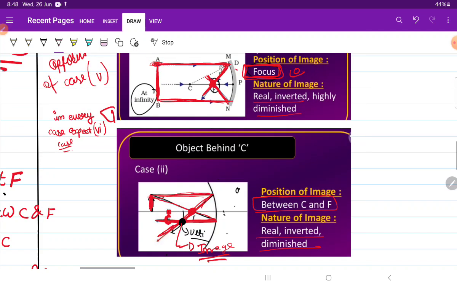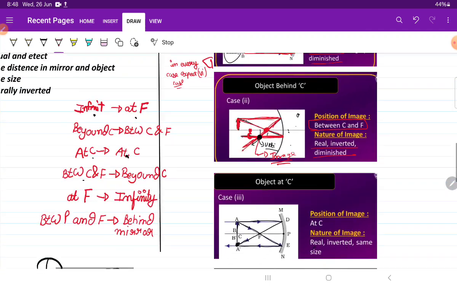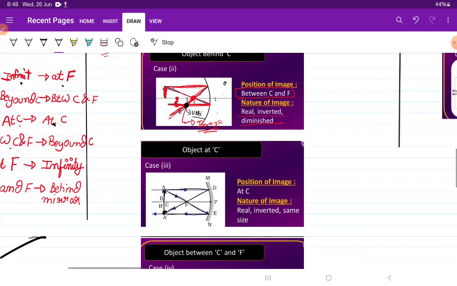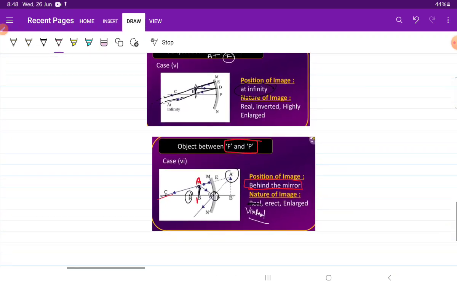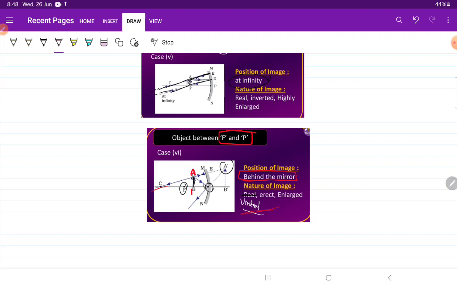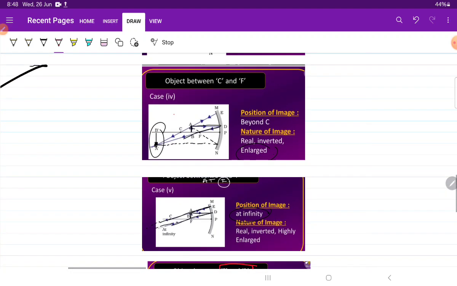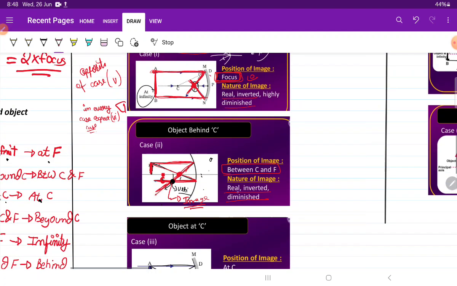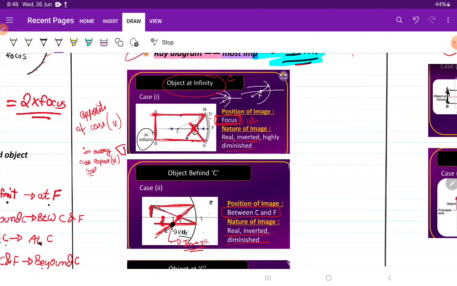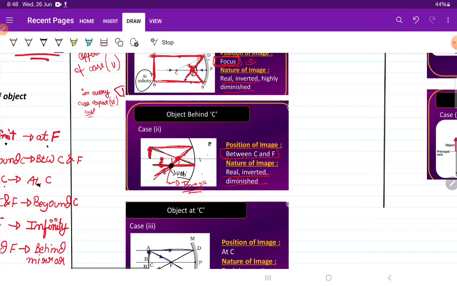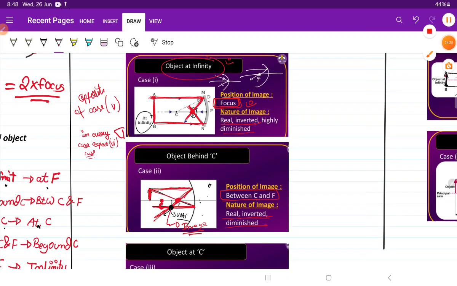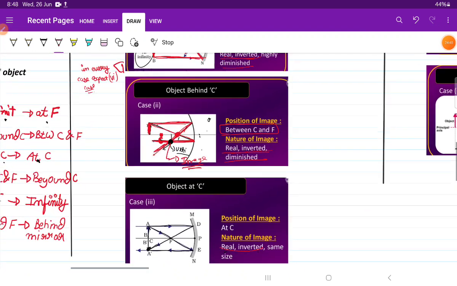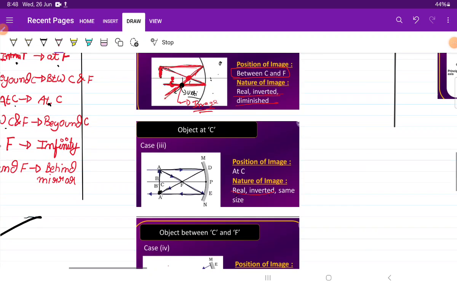In all the ray diagrams, the nature of the image will always be real and inverted, except the last ray diagram. In the other five, the image is real and inverted. So that is easy for you. Now we have studied the first law, and the first and second ray diagrams. Let's start with the third ray diagram.